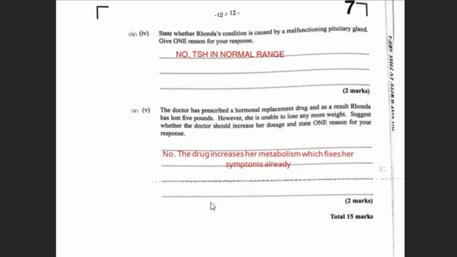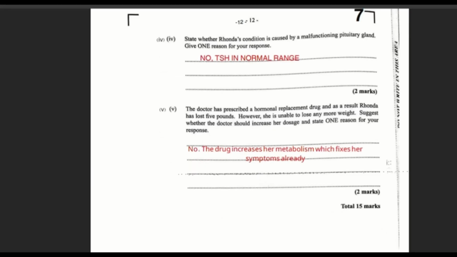When someone has hypothyroidism, it means that they are fatigued, tired, all that stuff comes with it, right? And that is because it affects the metabolism. So taking this replacement drug, the aim is really to fix the metabolism. So that would be the answer. The drug is already fixing her metabolism, and she cannot lose any more weight. So what's the point of increasing the dosage, right?